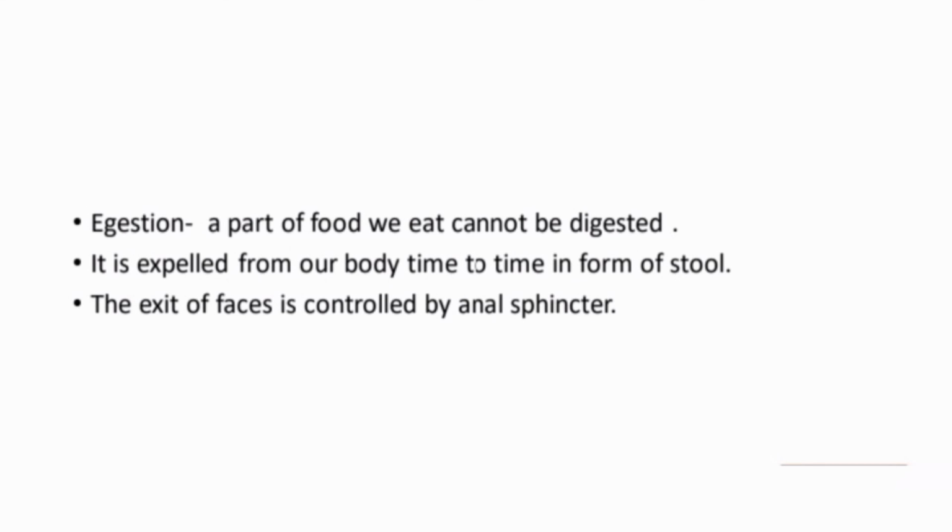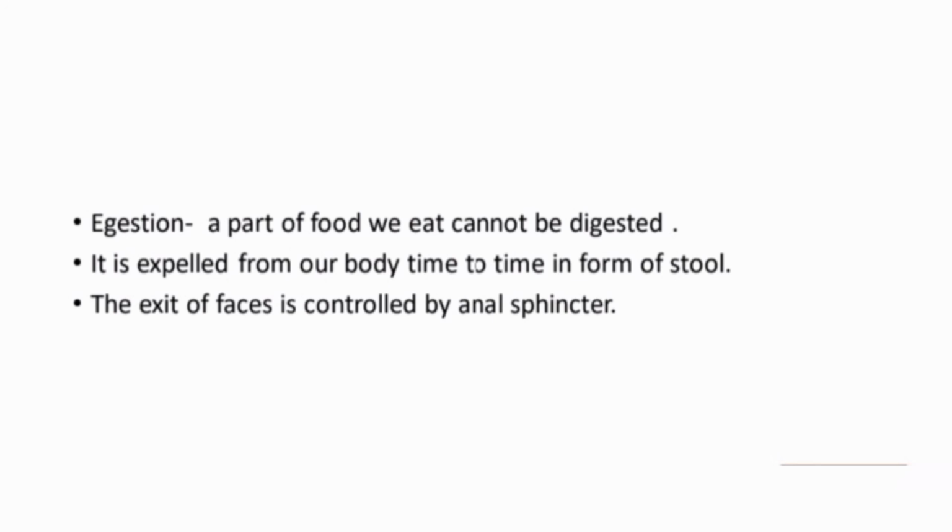Now come to egestion. Egestion is the last part of digestion. A part of the food which we eat cannot be digested by our body. This undigested food cannot be absorbed in the small intestine. So this undigested food passes from the small intestine into a wider tube-like structure called the large intestine. In the large intestine, the water is absorbed from the undigested food, and this undigested part of food becomes almost solid. The last part of the large intestine called the rectum stores this undigested food for some time, and ultimately it is thrown out of our body in the form of stool or feces.